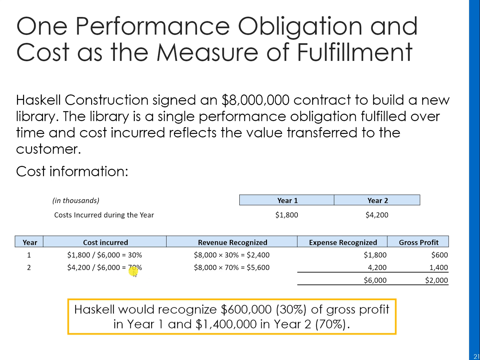Therefore, for the second year, 70% of the cost is incurred, so 70% of the revenue is transferred to customers, and 70% of the sales will be recorded in year two, $5.6 million. Accordingly, the $1.4 million gross profit is recognized for year 2. So this is for when the obligation is satisfied over time.